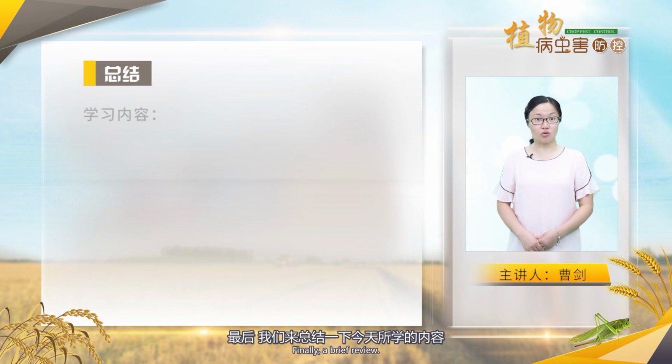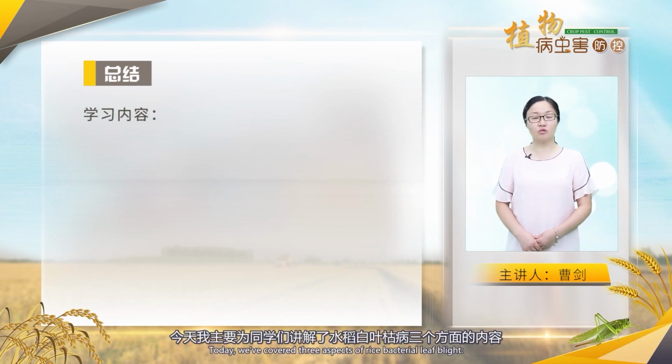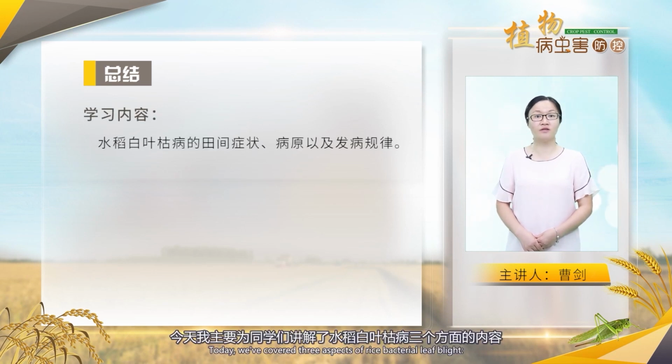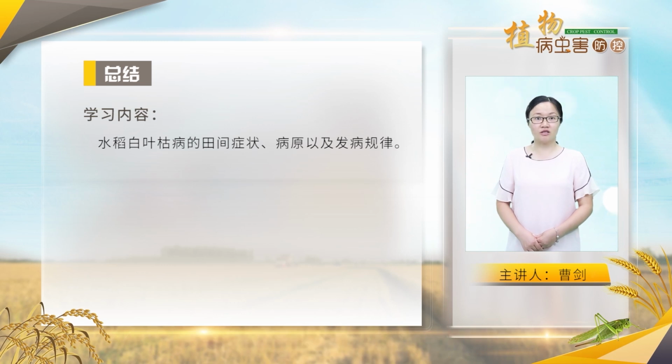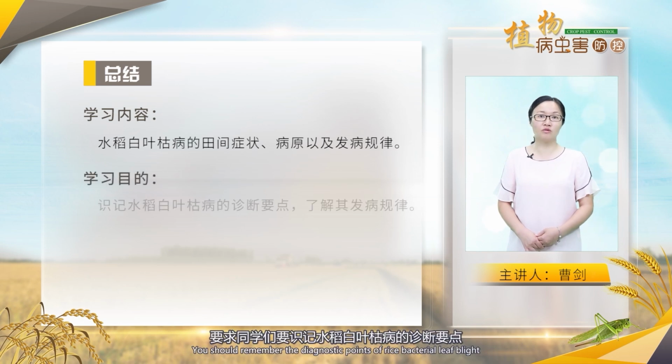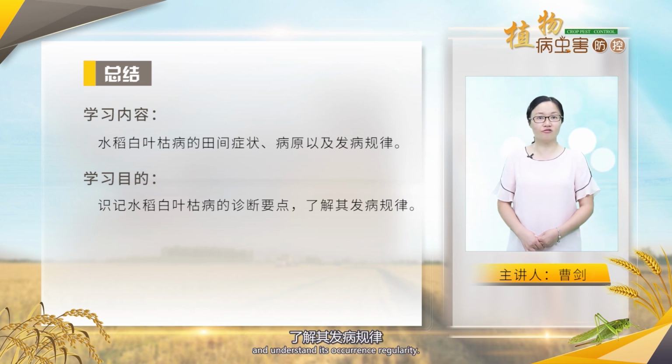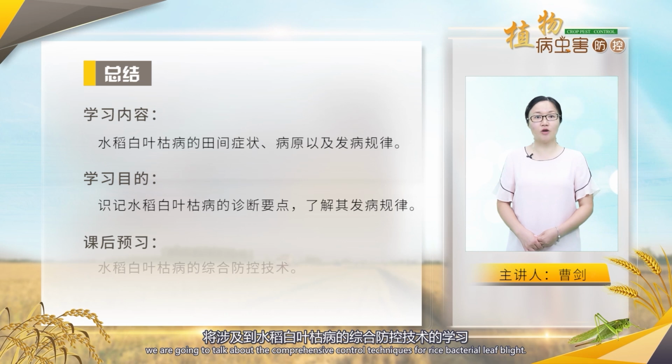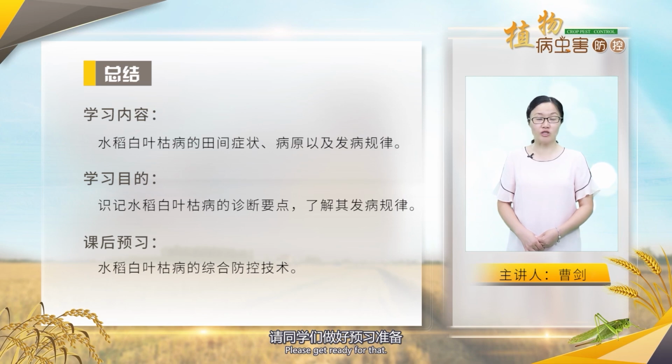Finally, a brief review. Today, we've covered 3 aspects of rice bacterial leaf blight: field symptoms, pathogens, and occurrence regularity. You should remember the diagnostic points of rice bacterial leaf blight and understand its occurrence regularity. Later, we are going to talk about the comprehensive control techniques for rice bacterial leaf blight. Please get ready for that.